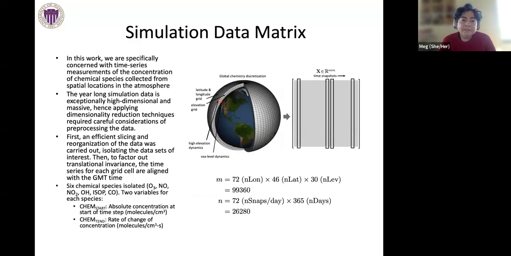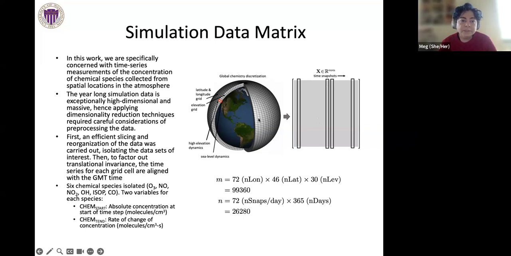In this work, we are specifically concerned with the time series measurements of the concentration of chemical species collected from spatial locations in the atmosphere. So we form our data matrix by stacking all the spatial cells in a column, and each column represents the snapshots in time. So this is a typical way we form a data matrix.